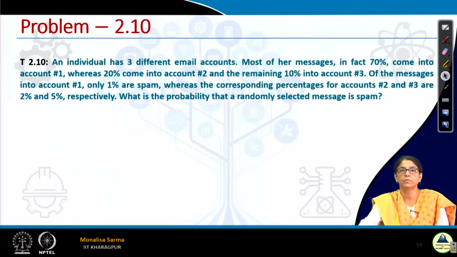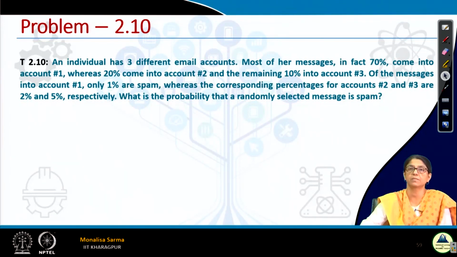There's one more problem, I think the last problem in this tutorial. So an individual has 3 different email accounts. Most of the messages, in fact 70% come into account 1, whereas 20% come into account 2 and the remaining 10% into account 3. Of the messages into account 1, 1% are spam mail, whereas the corresponding percentage for account 2 and 3 are 2% and 5%. What is the probability that a randomly selected message is spam?